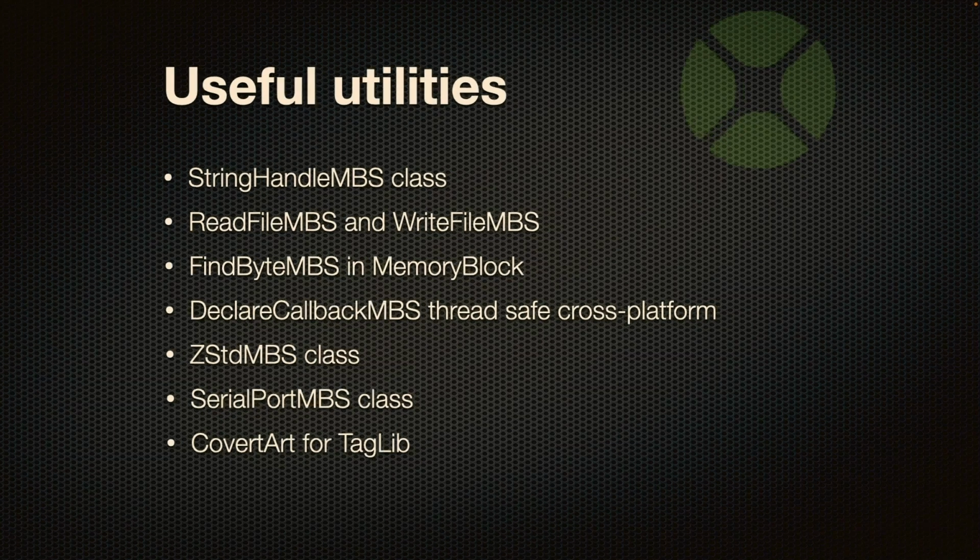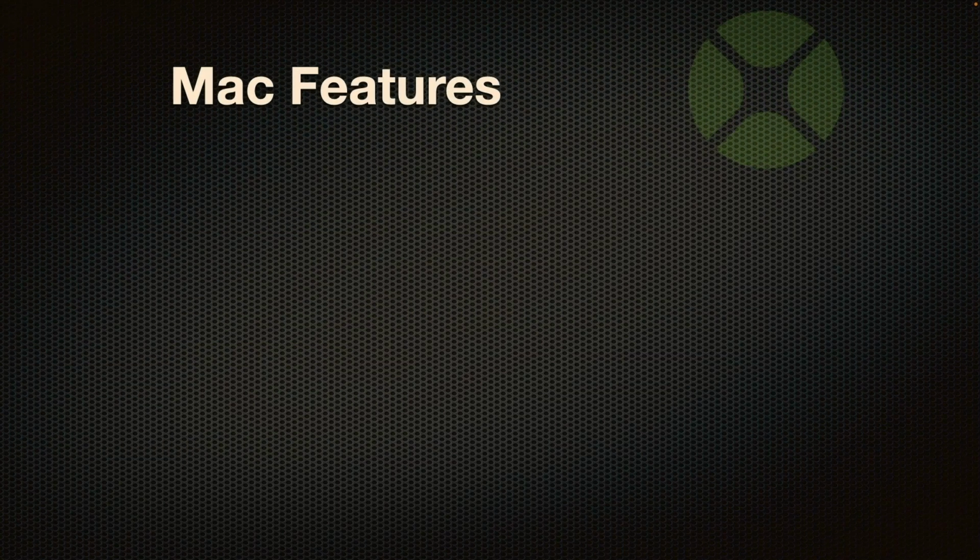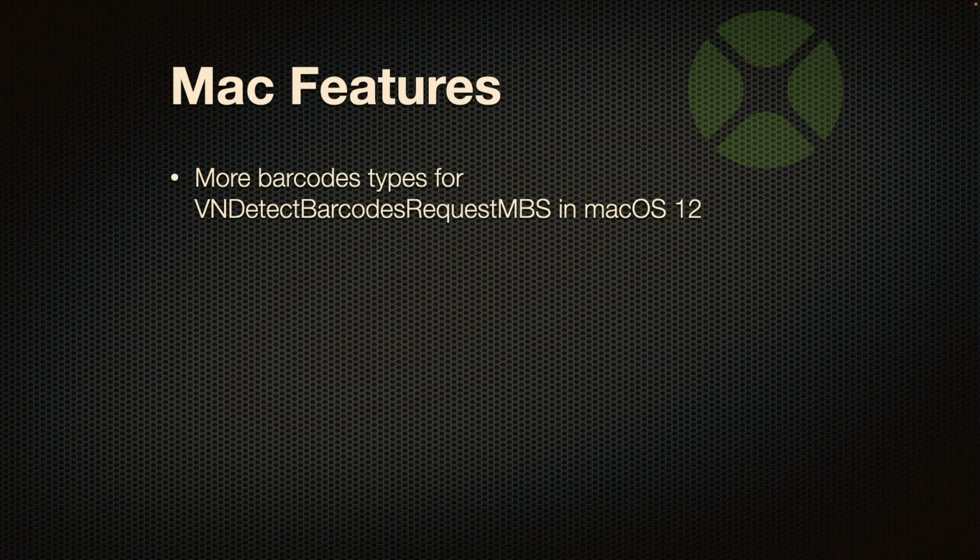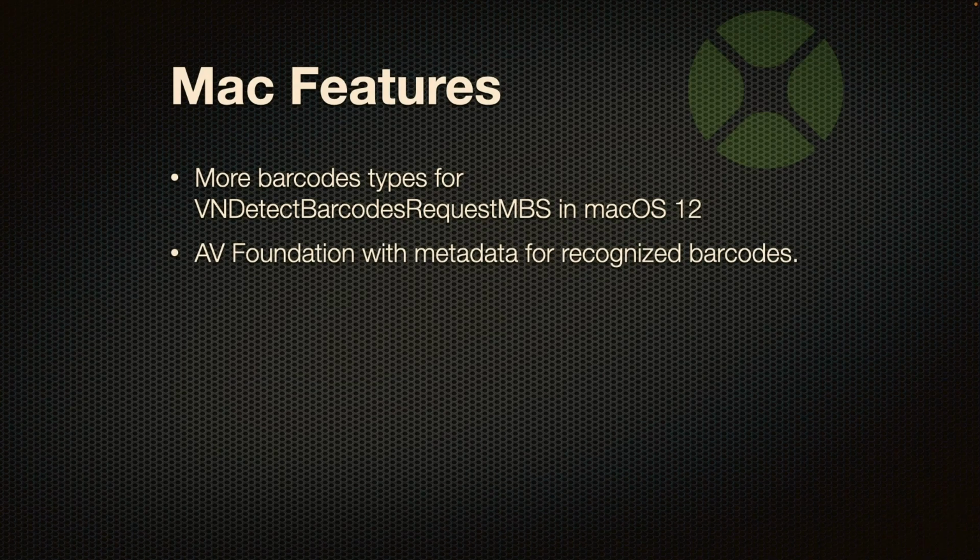Then we have a few more Mac features. So first, we got more barcode types since macOS 12. So you can use the classes to scan micro QR codes or micro PDF codes, for example. Then the AV Foundation classes can be set in a mode where they automatically detect barcodes in the camera feed. So whenever the camera sees a barcode, you get it as metadata.